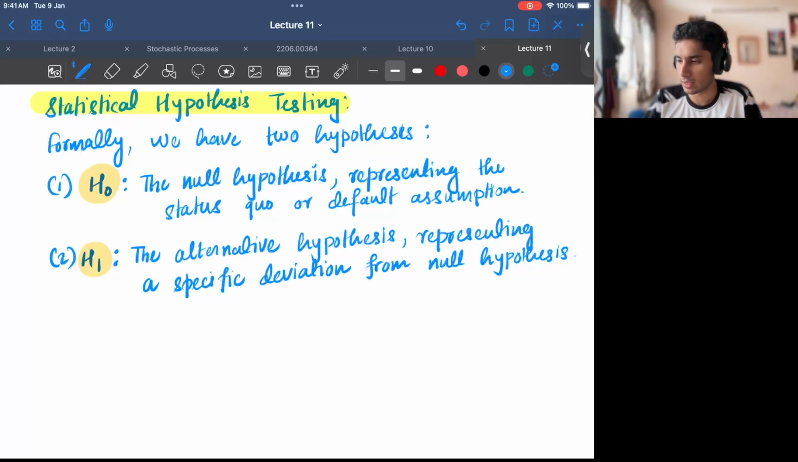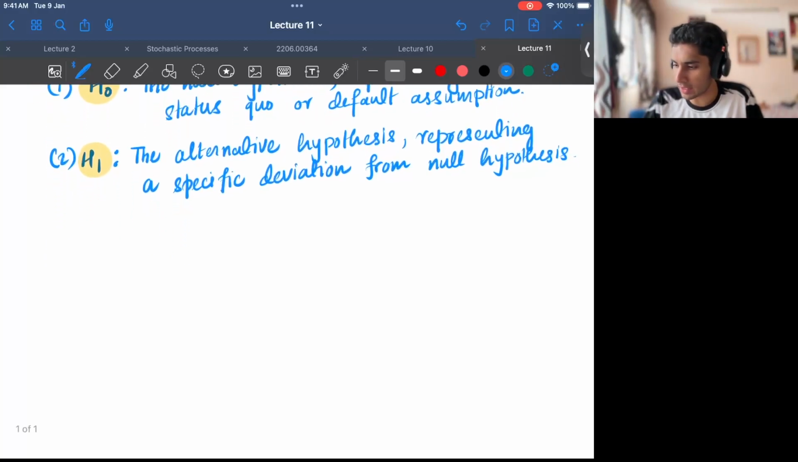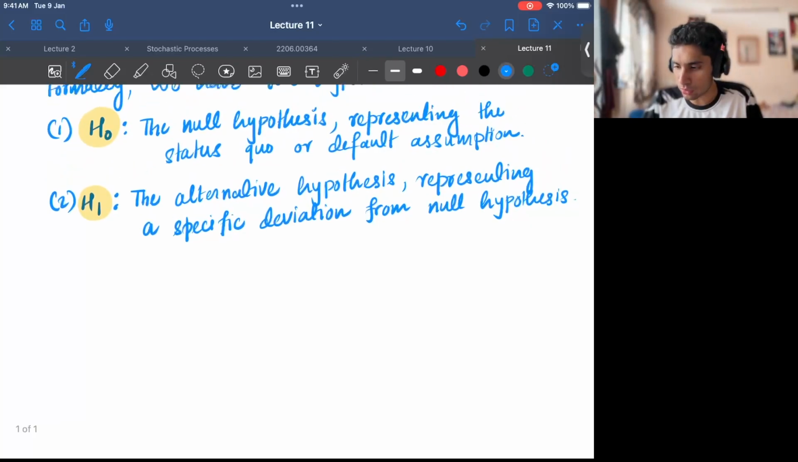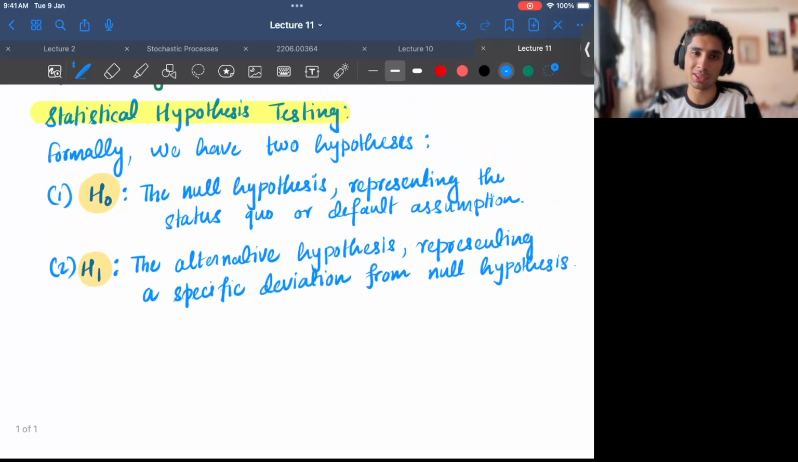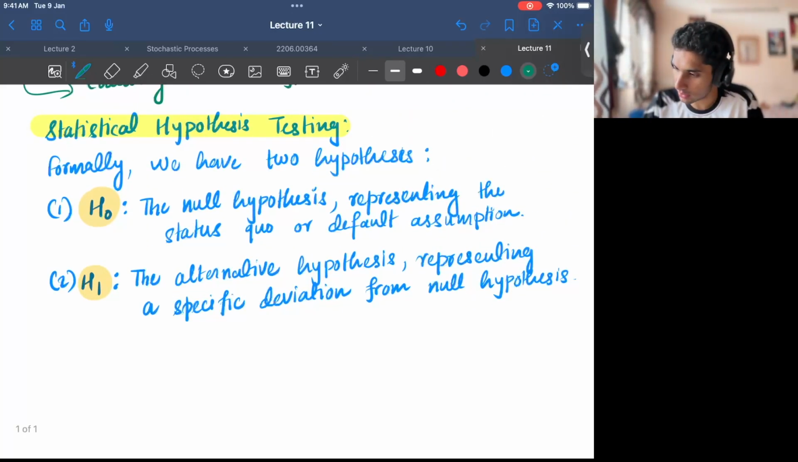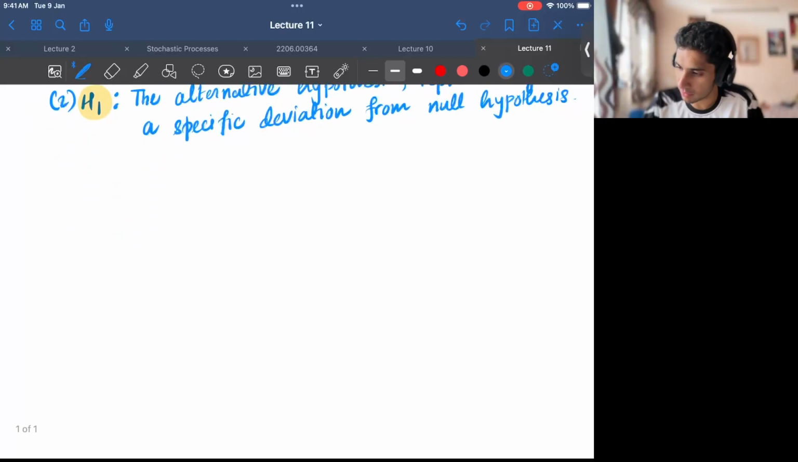Okay, so if that is very clear to you, there are two properties, or two concepts, that are relevant to hypothesis testing. Okay, so maybe I will write them down. Maybe I will write it down. Okay? So there are two things.